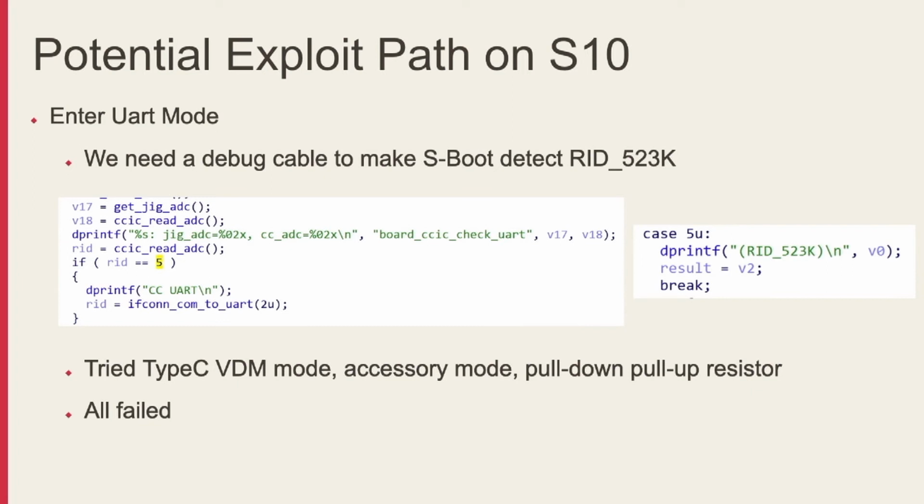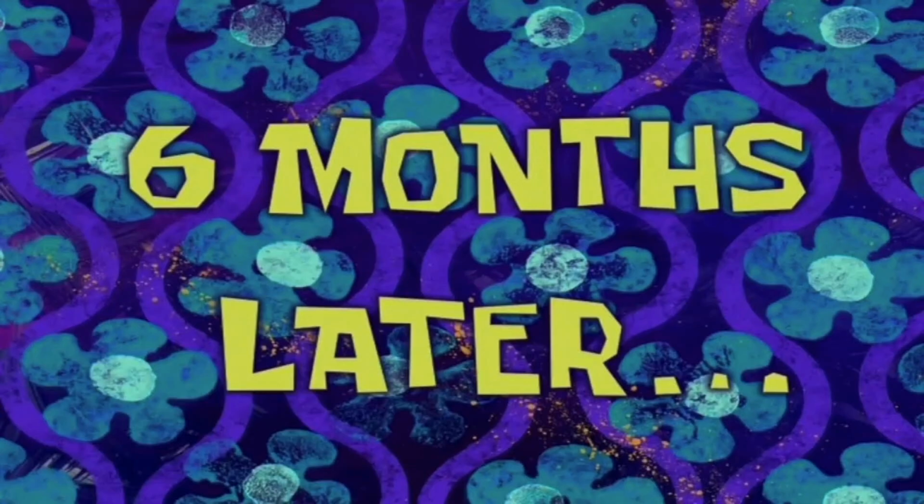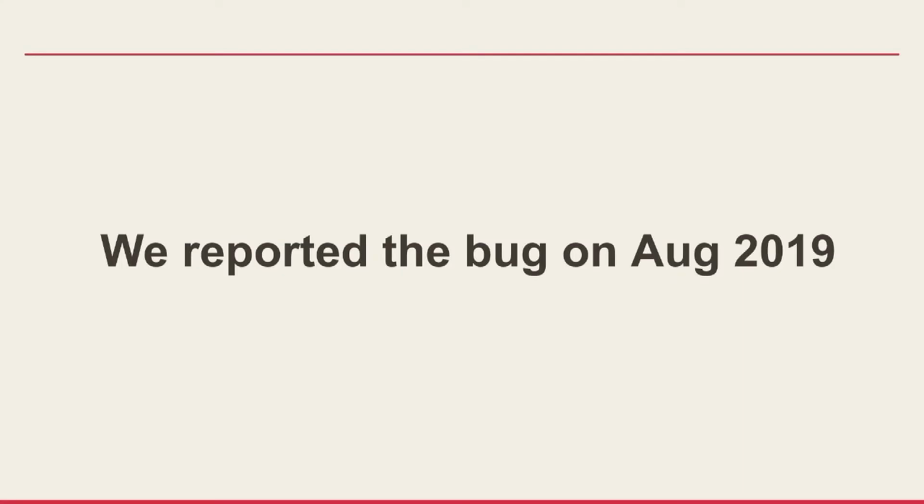We have tried many other methods, such as making a Type-C cable connected with a pull-down and pull-up resistor, or making the Type-C cable in accessory mode, or trying to communicate with S10 by the vendor-defined message. All of this work failed. Secure boot cannot detect the resistor. So 6 months later, we stopped trying and reported the bug to Samsung in August 2019.